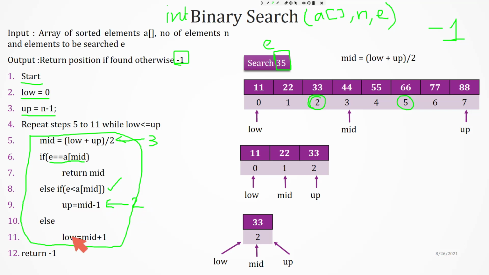So it will not go to this else part. It will check the condition low less than or equal to up. Low didn't change, low is still 0. Up is 2. 0 less than or equal to 2 is true. So these steps will execute again. Now low is 0, up is 2.